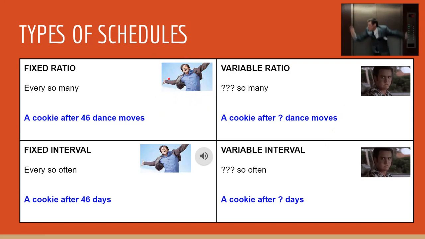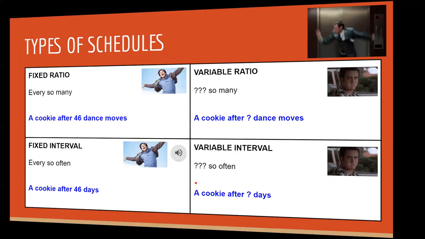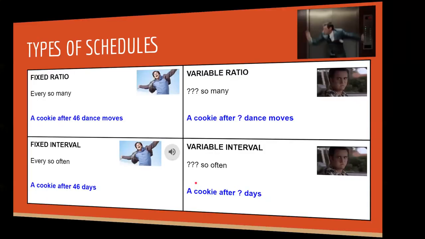It motivates him to want to do it because he knows for sure that after 46 dance moves he'll get a cookie. This one he's like, I don't even know. It's very unpredictable. Now down here, fixed interval, that's every so often. So he gets a cookie after 46 days. Okay, I don't know how to stop that. Okay, never mind.